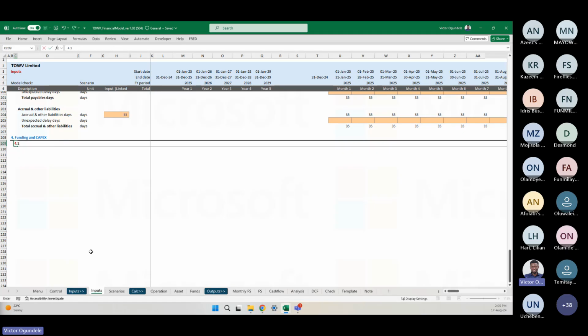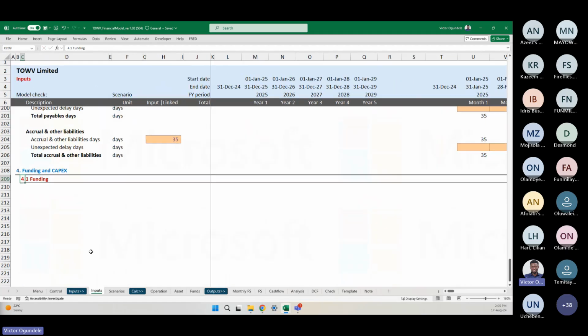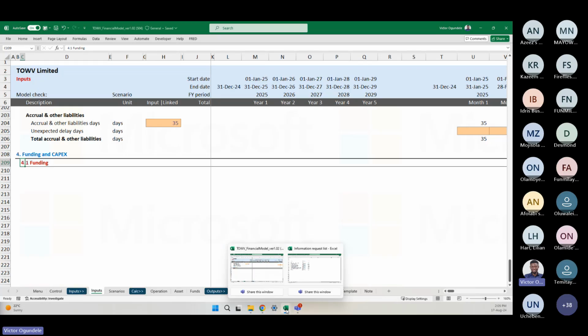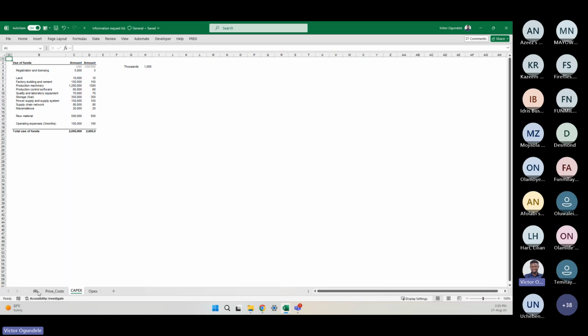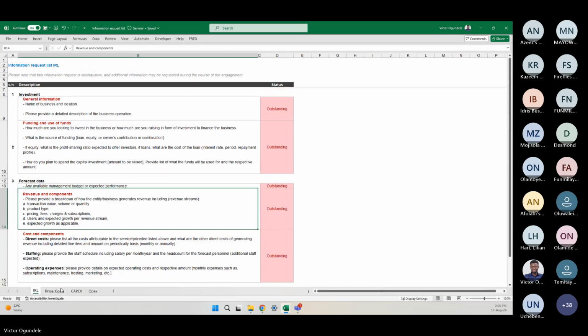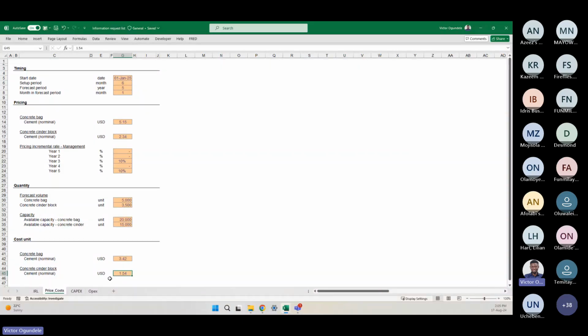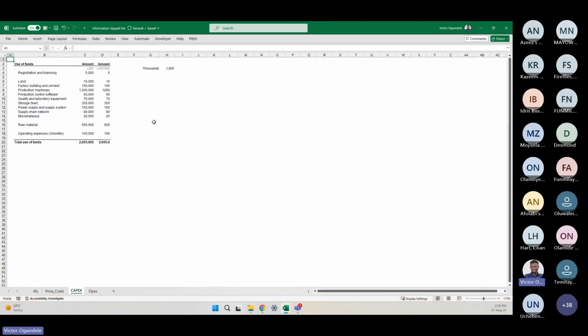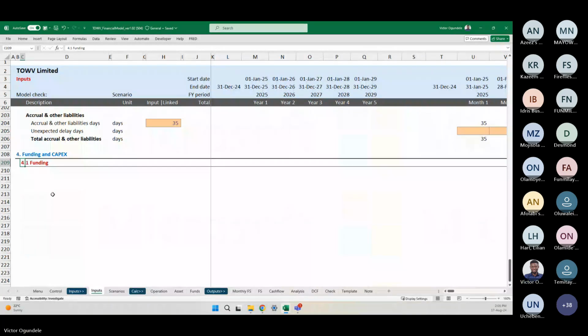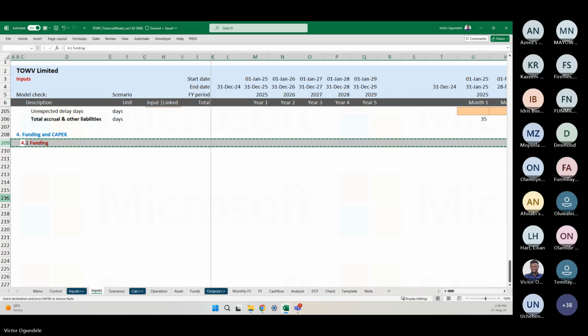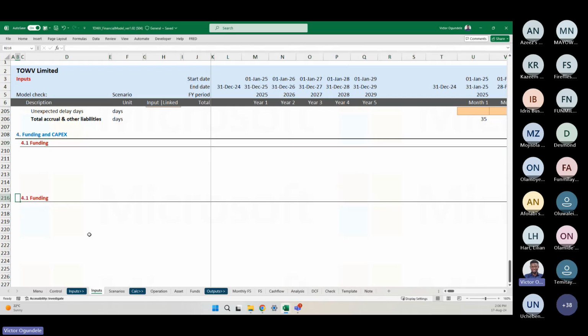Okay, so 4.1, and this will now be our funding. Let's see. Do we have anything from the clients regarding funding? Okay, they only gave us the capex and no further information on the funding. Okay, interesting. So I think the use of funds will definitely drive the funding. So copy this, paste it here. Now this will be our capex, slash use of funds.